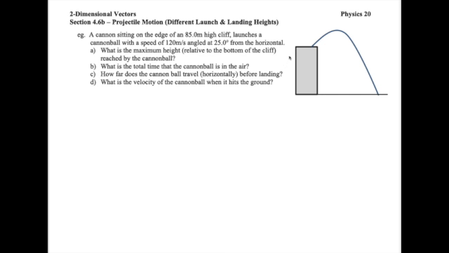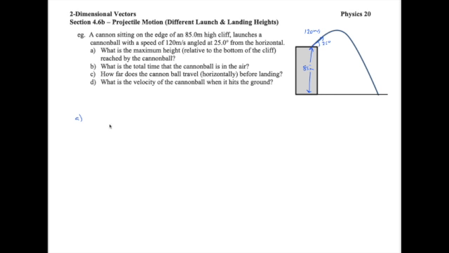The cannon is sitting on the edge of an 85-meter cliff. So I have an 85-meter cliff here, and so that's going to be my vertical height that it goes. We're launching at 120 meters per second. That's along then that vector, and so we're going to have to break that up, of course, into components. The angle here is 25 degrees. And so the first thing that we're going to look at then, and we'll just kind of run these through one by one, is what's the maximum height.